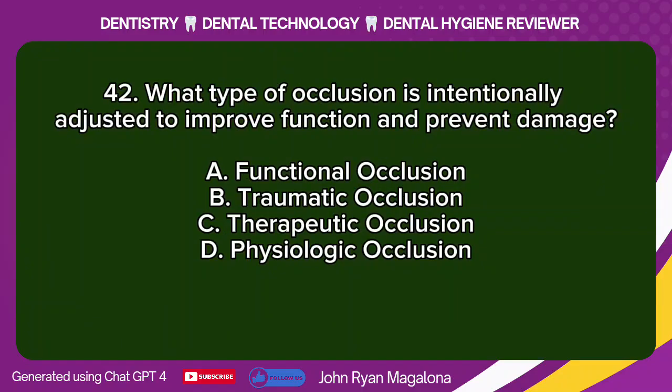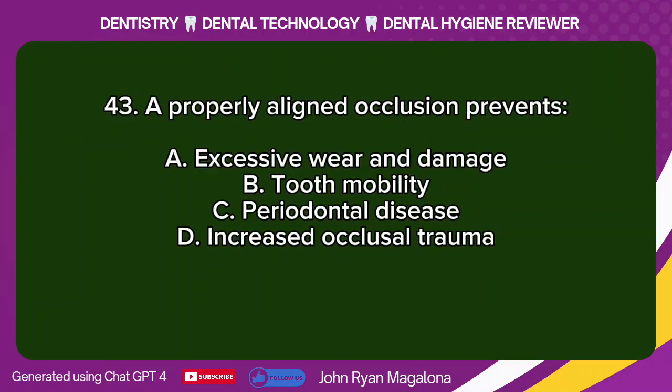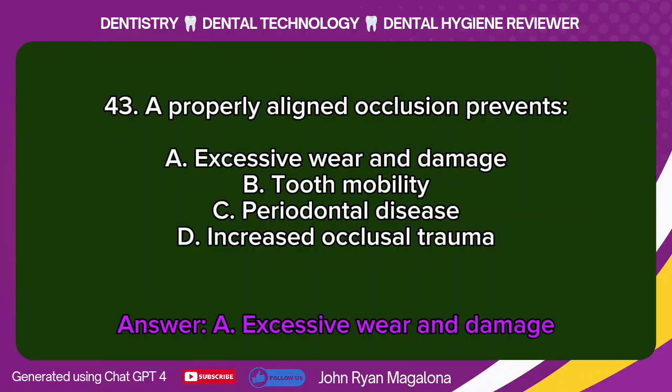42. What type of occlusion is intentionally adjusted to improve function and prevent damage? A. Functional occlusion, B. Traumatic occlusion, C. Therapeutic occlusion, D. Physiologic occlusion. Answer: C. Therapeutic occlusion. 43. A properly aligned occlusion prevents: A. Excessive wear and damage, B. Tooth mobility, C. Periodontal disease, D. Increased occlusal trauma. Answer: A. Excessive wear and damage.